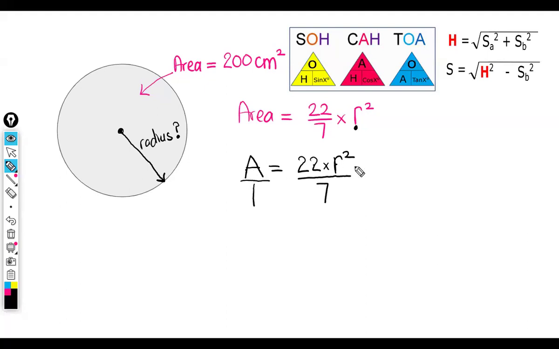So now that we have two fractions on either side, we have an excuse to cross multiply if we need to. So let's substitute in some values here. I'm going to change the color so it's easier to follow. How much is the area? Well, the examiner told us the area is 200 divided by 1. 22. We don't know the radius. That's the aim of the question. So we just put R squared divided by what? 7. We are trying to solve for the letter what? R. So cross multiplication is our best option.